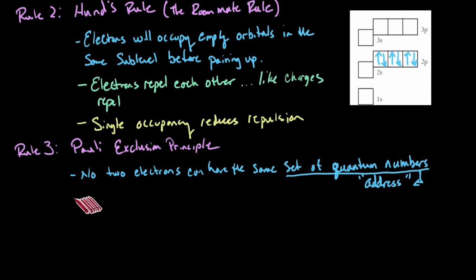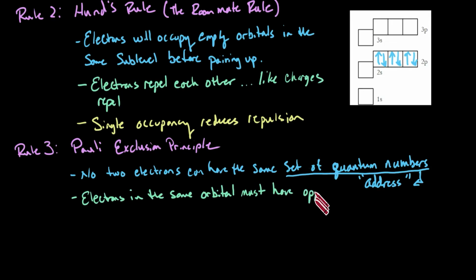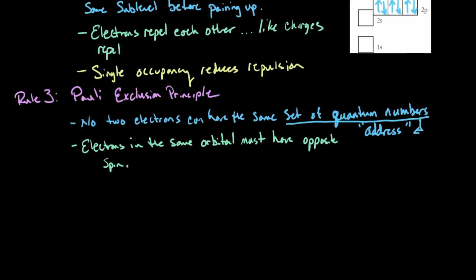And so electrons in the same orbital, because how many electrons can we have per orbital? Rule 0, we can have 2 electrons per orbital. So if electrons are in the same orbital, they must have opposite spin. All right, so what the heck does that mean to have opposite spin?